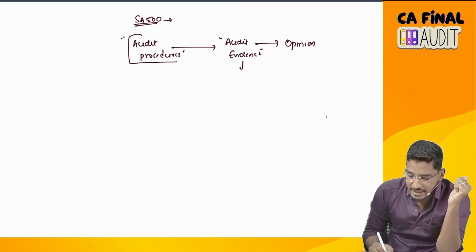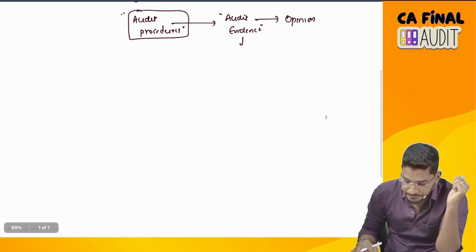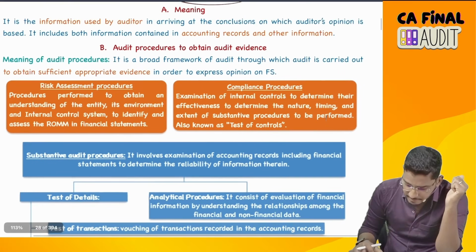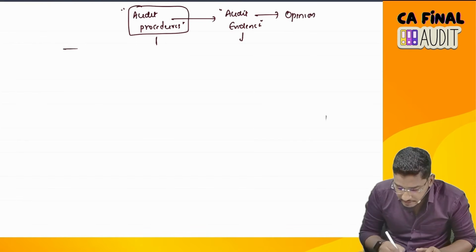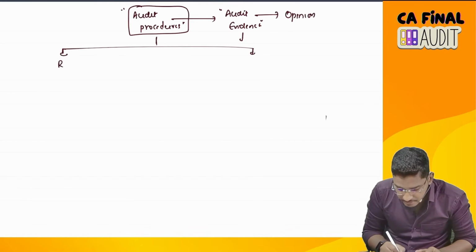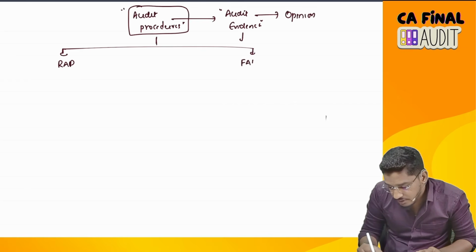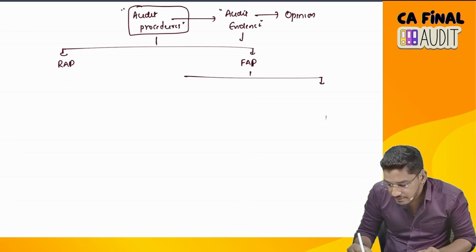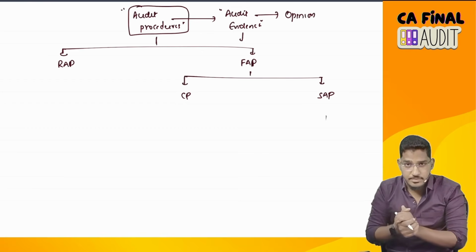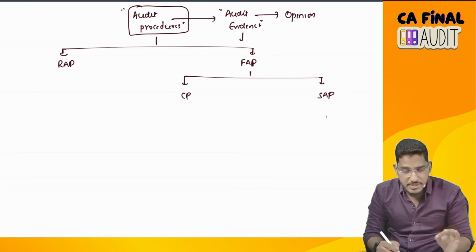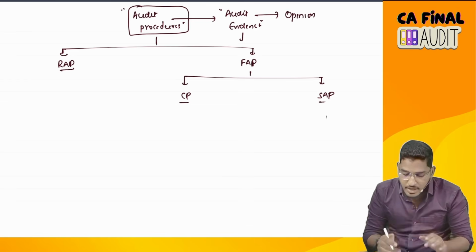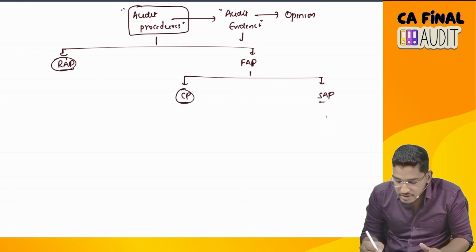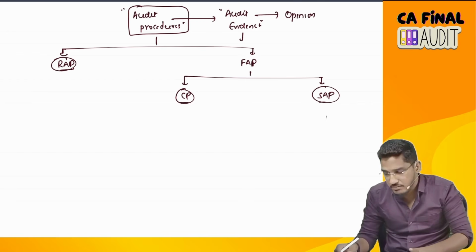So let us start our revision by understanding what are the different kinds of audit procedures. So I will say here, audit procedures can be broadly divided into two categories. How many categories? Two categories. Number one is risk assessment procedures, and number two is further audit procedures. And this further audit procedures can be further divided into two categories. We call them compliance procedures, and also substantive audit procedures. So broadly two categories, but if I put it into specific terms, three categories: risk assessment, compliance, and substantive audit procedures. So let us try to understand what happens in the risk assessment procedures, what happens in the compliance procedures, what happens in the substantive audit procedures.